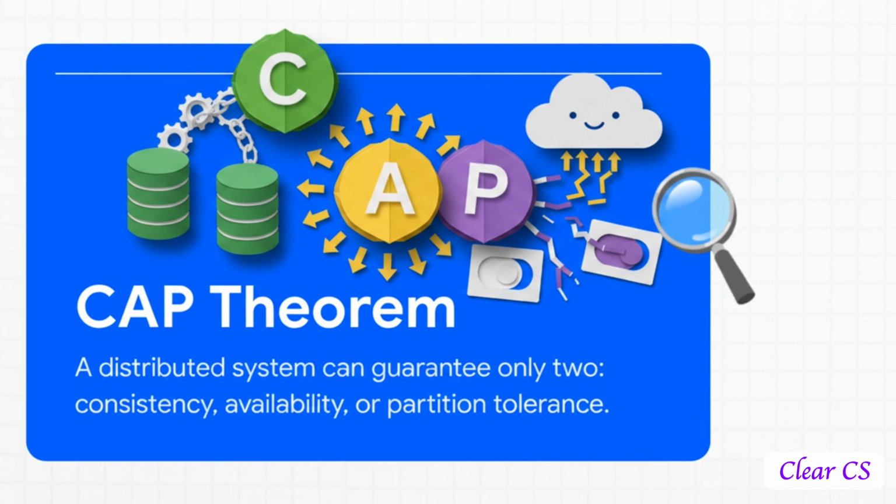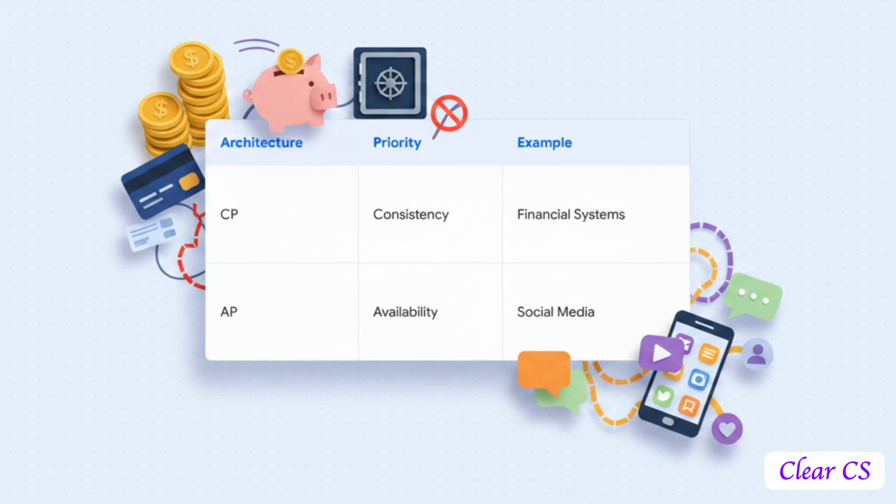Now here is the secret. Because network failures or partitions are completely unavoidable, cords get unplugged, routers crash, partition tolerance is non-negotiable. You have to have it. Therefore, when a network fails, you are fundamentally forced to choose. Do I maintain strict consistency or do I guarantee availability? Let's look at how different industries actually make that choice.